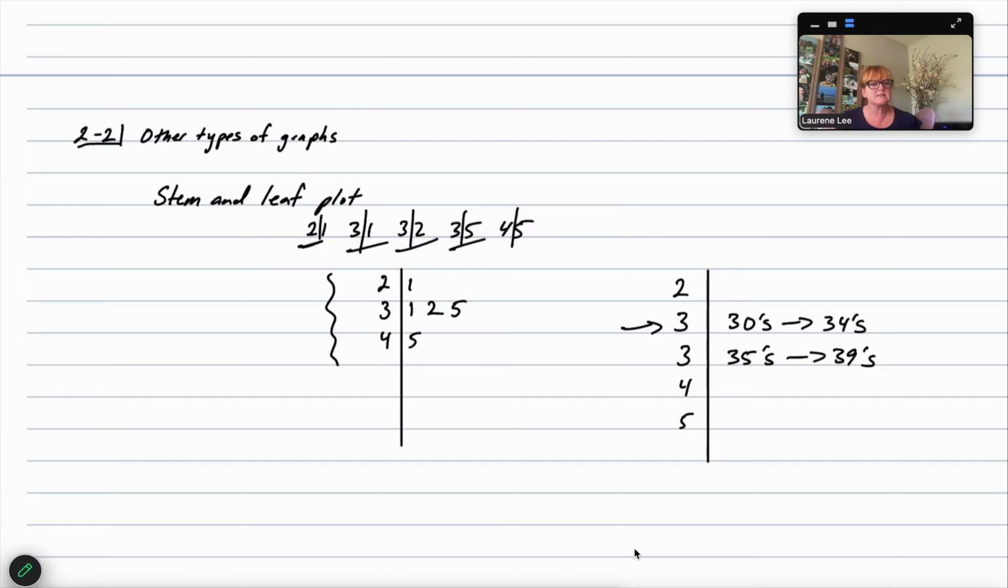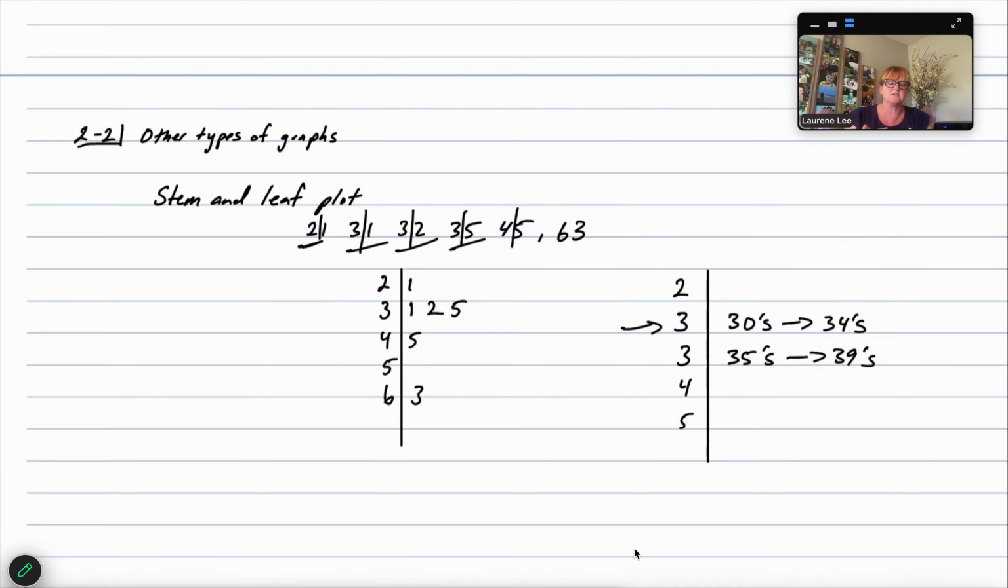If you're missing a section of numbers, let's say we had a 63 in here, you don't skip immediately to 60. You put a 5 there to hold those 50 spots, even though you don't have any 50s, and you just leave that row blank. And then you go on to the 60s and put the 63.